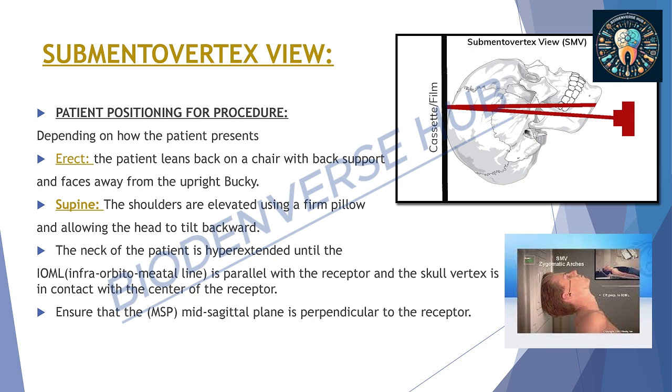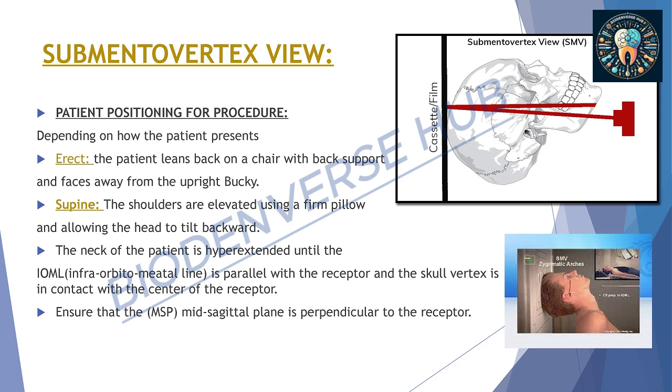If it's taken erect, the patient leans back on a chair with back support and faces away from the upright bucky. In supine, the shoulders are elevated using a firm pillow, allowing the head to tilt backward. The neck of the patient is hyperextended until the infraorbitomeatal line is parallel with the receptor, and the skull vertex is in contact with the center of the receptor. Ensure that the mid-sagittal plane is perpendicular to the receptor.